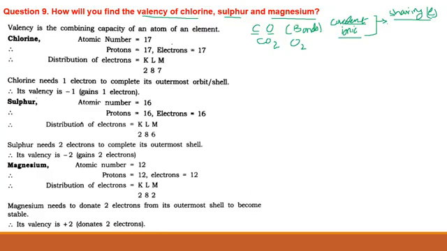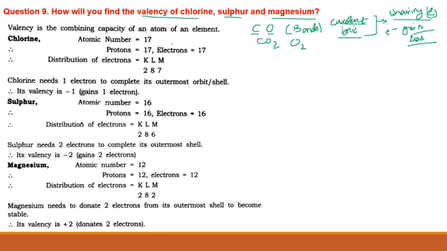Even in the case of an ionic bond, electrons are gained or lost. So these are the electrons which are participating in forming the bond, forming compounds, and these electrons are nothing but the valence electrons. Valence electrons are found in the valence shell of an atom. So valency is very, very important.